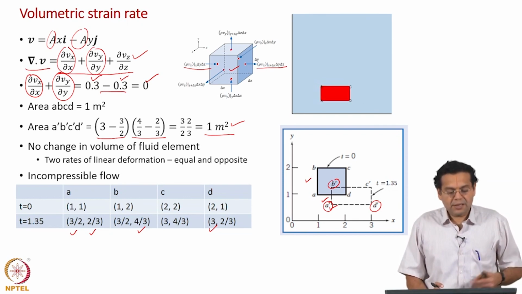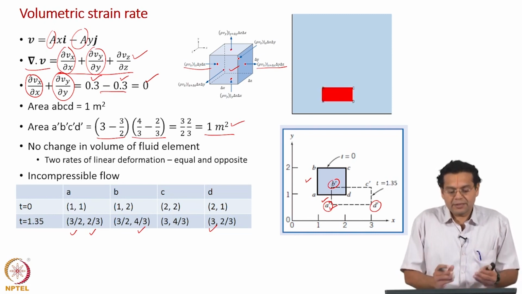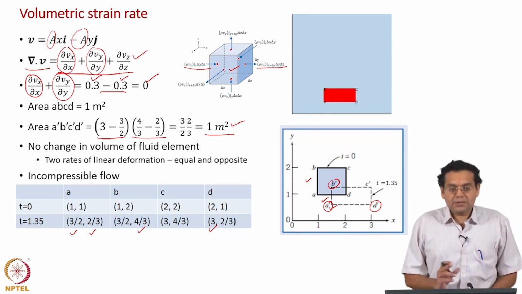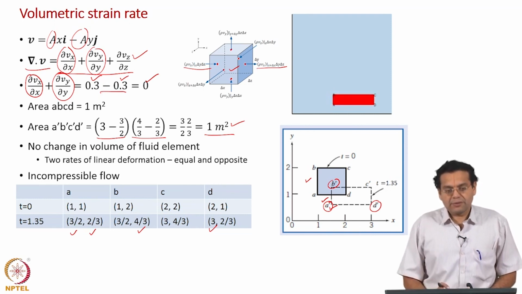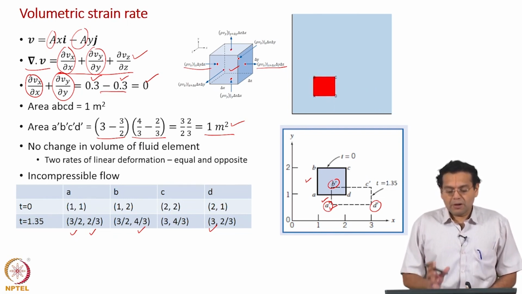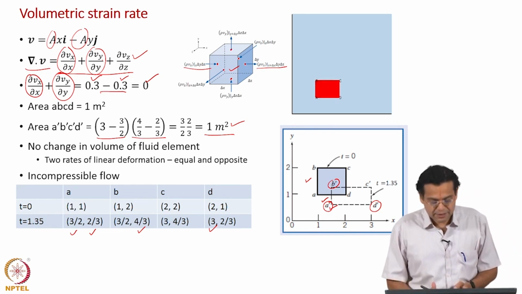This example does not require the second viewpoint, but because we have discussed the two viewpoints of del dot V, numerically we can see in this example that there is net outflow in the x direction, net inflow in the y direction, and hence the net flow, if you sum up through all the directions, is 0. That is another way of looking at it.